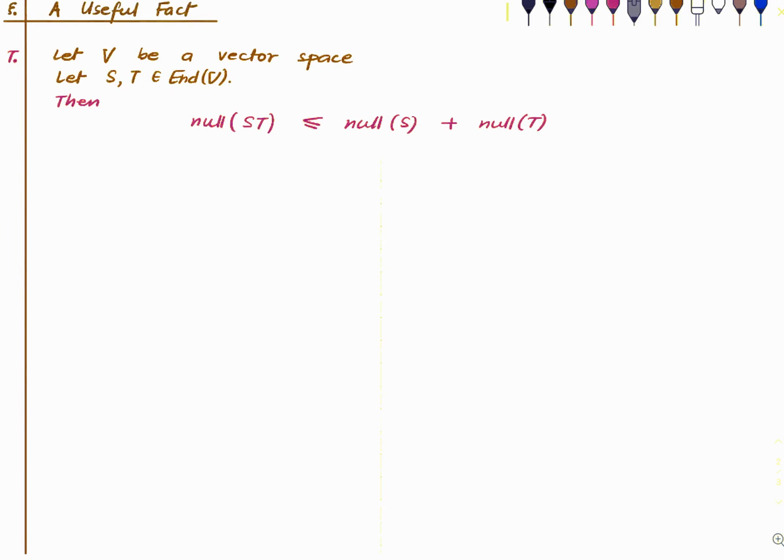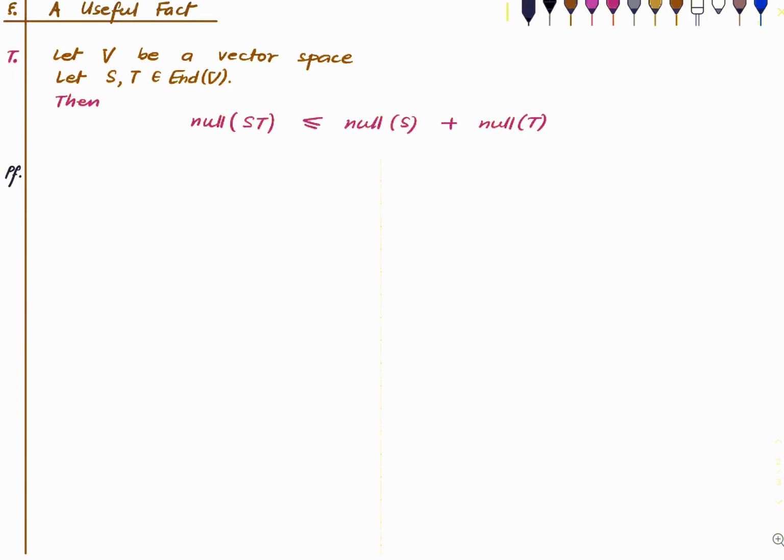So what is it that we are going to prove? Fix a vector space. Again, everything is finite dimensional, and fix two endomorphisms on it. Then we will be proving that the nullity of the composite, this is S composed with T, is at most the nullity of S plus the nullity of T. So the nullity of the composite is at most the sum of the nullities. Recall, nullity is just the dimension of the kernel. Okay, so let's see how we prove this.